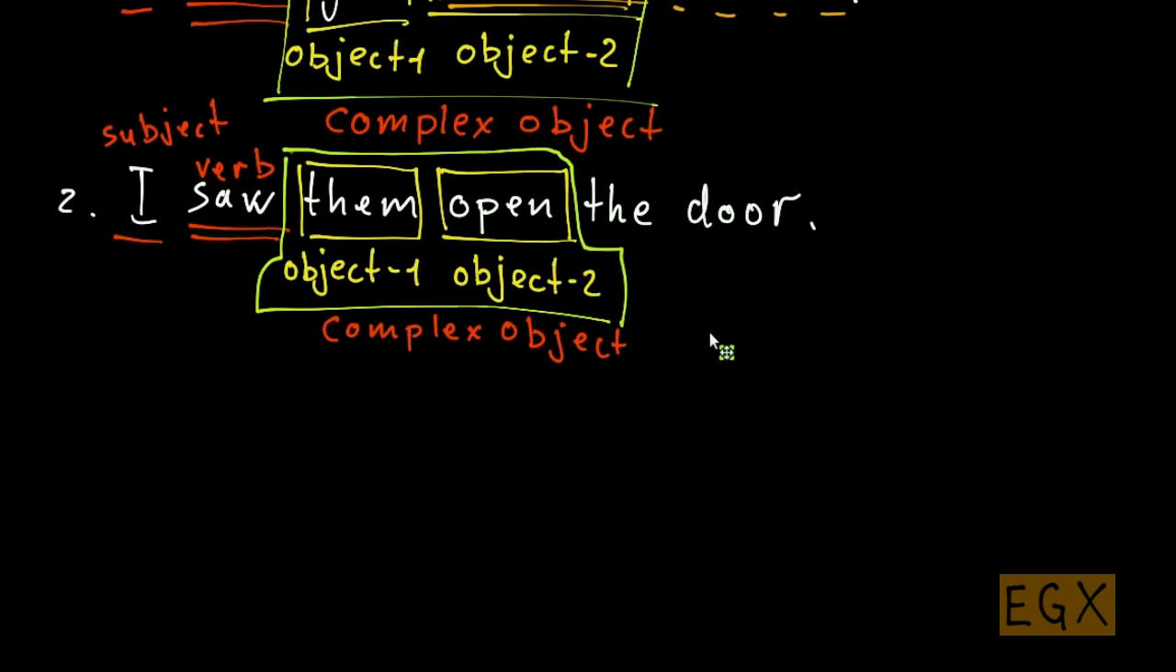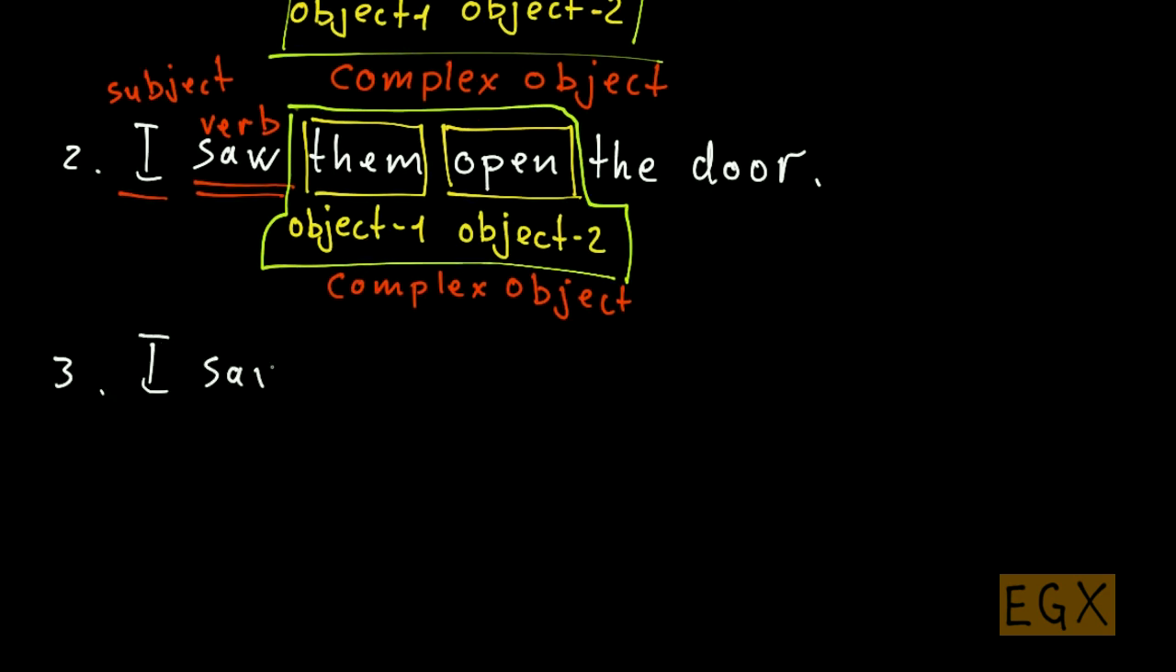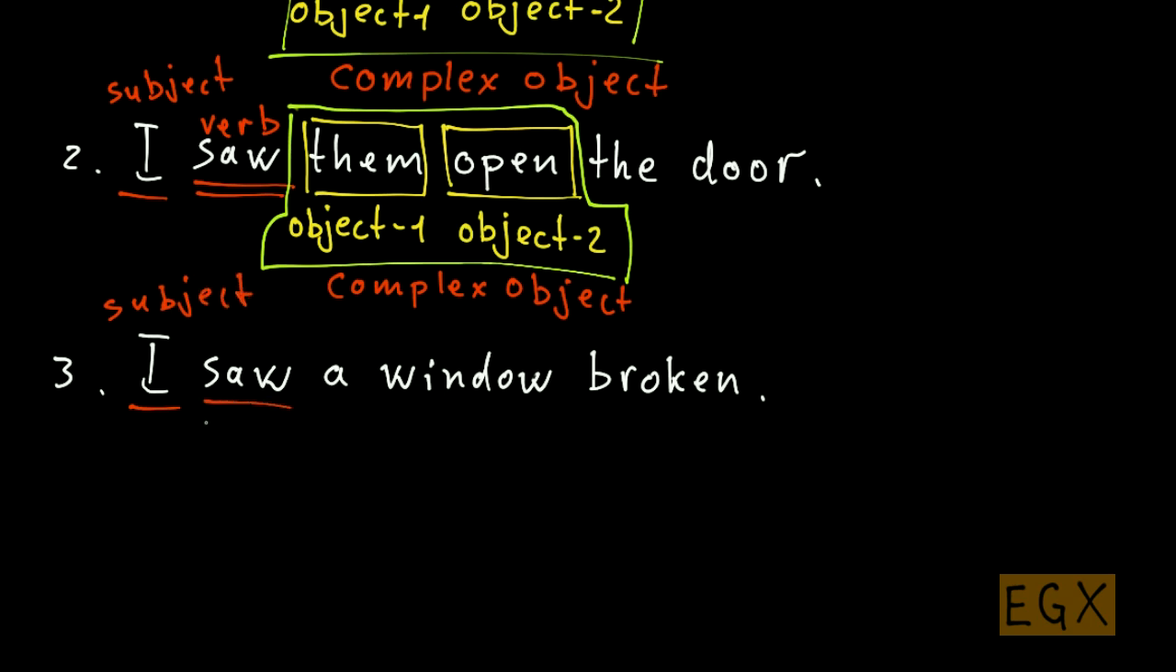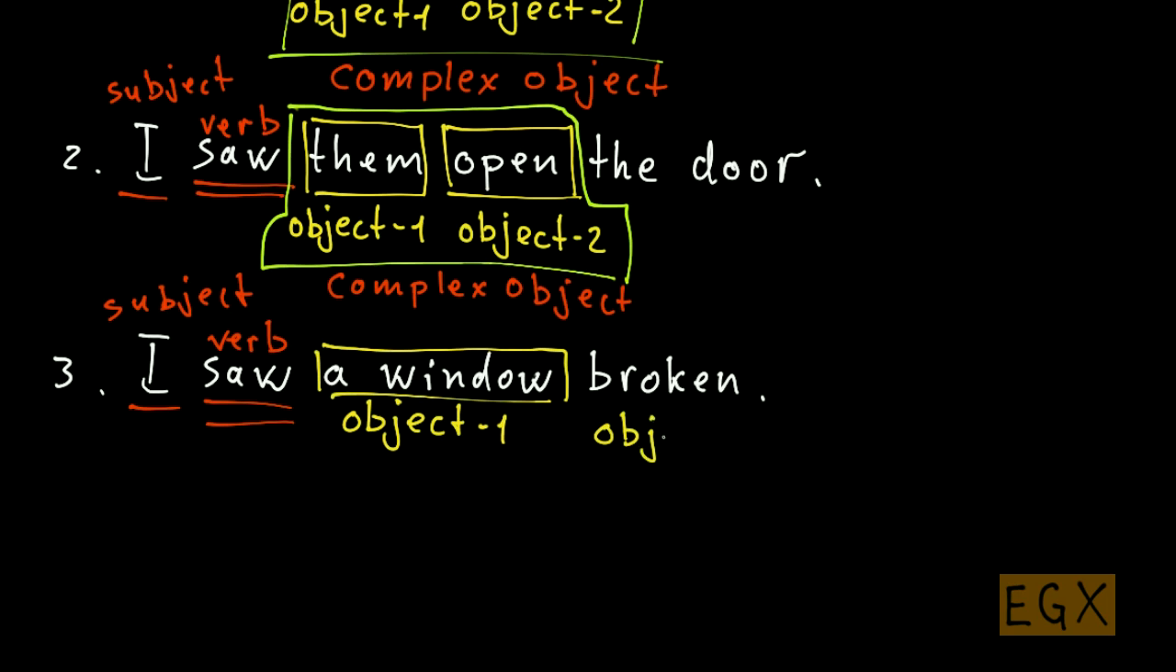Let's go a bit deeper. I saw a window broken. What do we have here? Of course, we have subject. You bet. Of course, we have our verb again. And now we have the first object, window. This is it. And we have another object, object number 2.